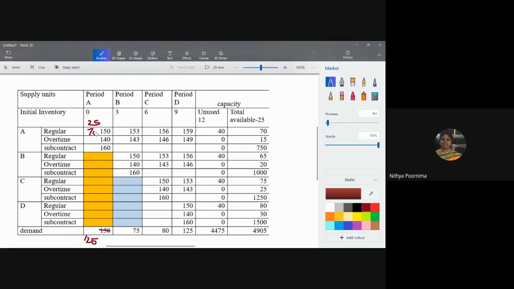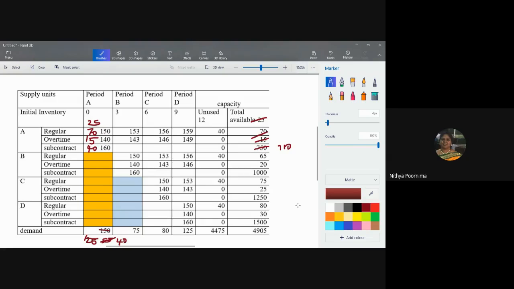So I'm going to allocate 70 here. In 125, if 70 goes, how much will be pending? It's 55. So you have 55 here. Another, I'm going to allocate 15 here. In 55, if you remove 15, you'll be left over with 40. So again, I'm going to allocate 40 here. So 25 has been allocated, 70 has been allocated, 15 has been allocated. In 750, you have allocated only 40, so the remaining will be 710. I'm just going to write the unused part here. Any doubts here?